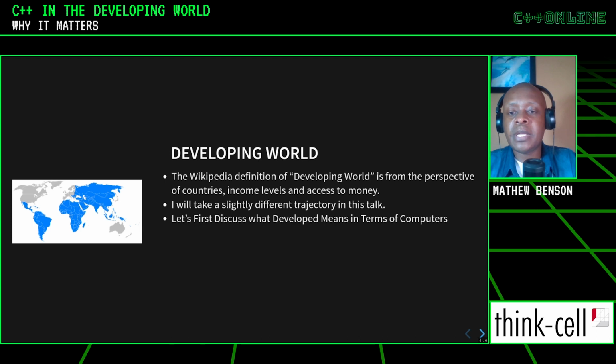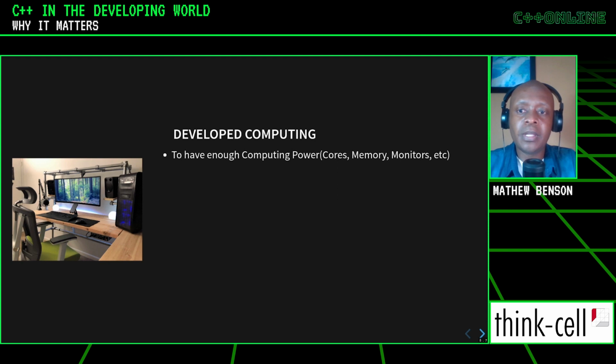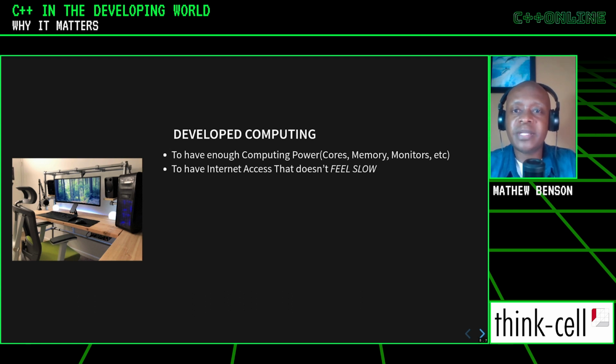And as we go ahead to do this, let's first discuss what it means to be developed, especially in terms of computing. Generally, it means to have enough or more than enough. You're comfortable, with enough cores, memory, as much as you can afford. It's at your fingertips. To be connected at a good speed, gigabit, fiber, a good connection. Just instant, whatever you want, you can get it almost instantly.